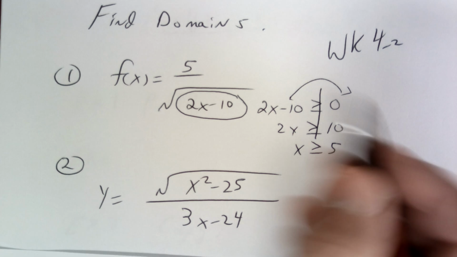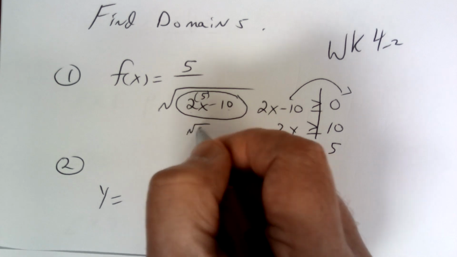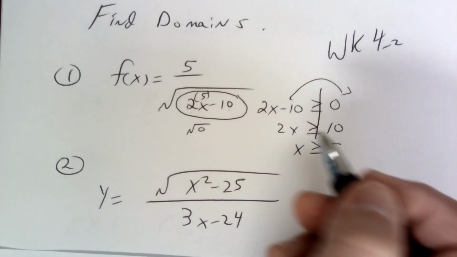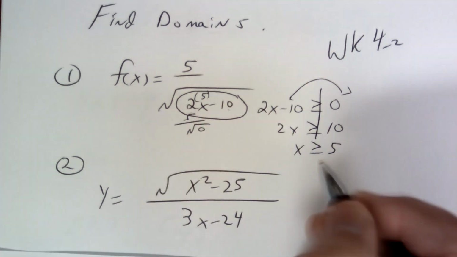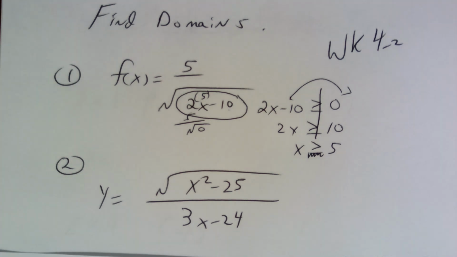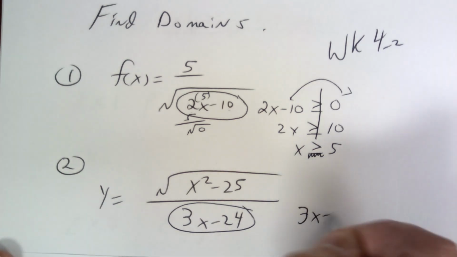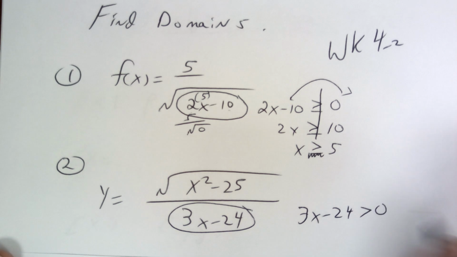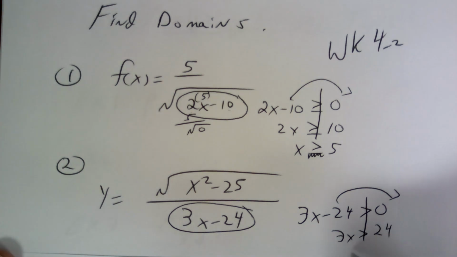Because if it equals 5, 2 times 5 is 10, and 10 minus 10 is 0, and the square root of 0 is 0. And let me take that back. You can't have 5 over 0, so we want to get rid of those. So we're going to say greater than 5. All right, on this next one, we don't want the bottom to be 0. So we're going to say 3x minus 24 has to be greater than 0. Move the 24 over, and you get 3x is greater than 24, and then divide by 3, and you get x is greater than 8.